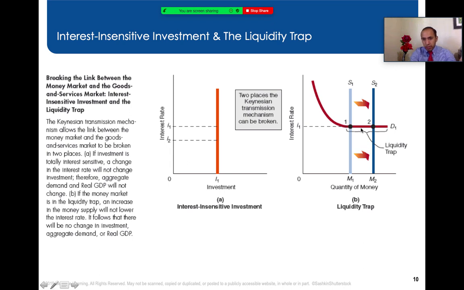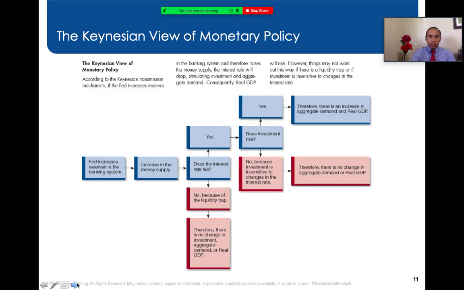If there's no change in the interest rate, there's not going to be a change in the investment, not going to be a change in aggregate demand, and not going to be a change in the economy. So a liquidity trap is possible when interest rates don't change, even though the money supply has, and the economy doesn't experience any economic events. Now, here we have the Keynesian view of monetary policy broken down and explained.